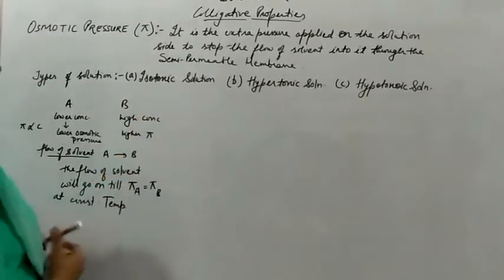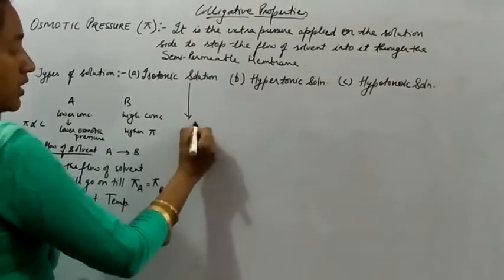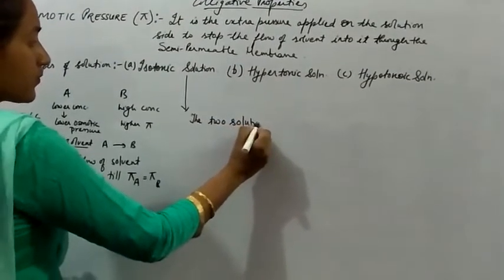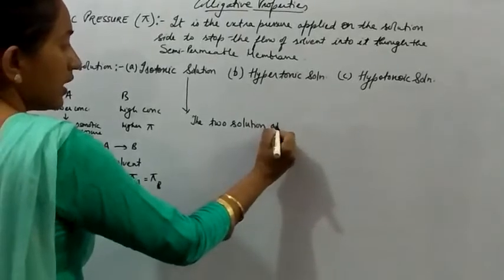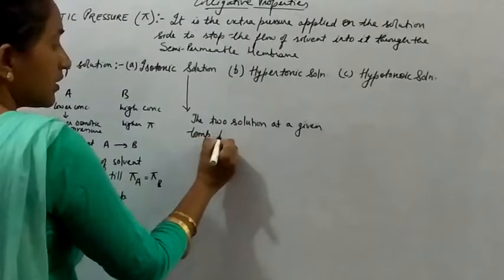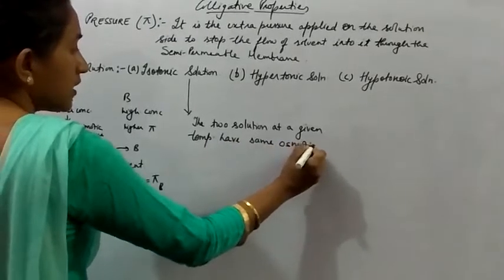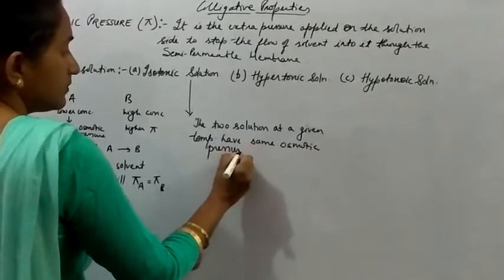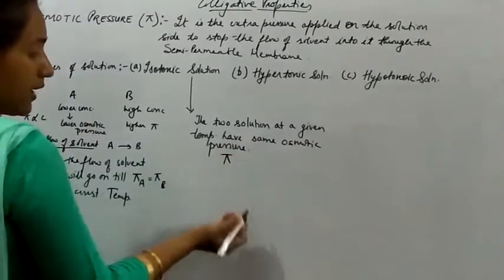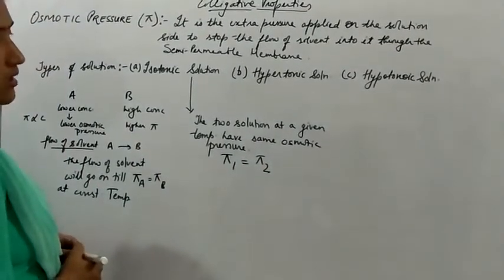Now what is the isotonic solution? The isotonic solution is a solution in which the two solutions at a given temperature have same osmotic pressure, right? The osmotic pressure will be same, and it is when pi 1 is equal to pi 2. So that type of solution will be known as isotonic solution.